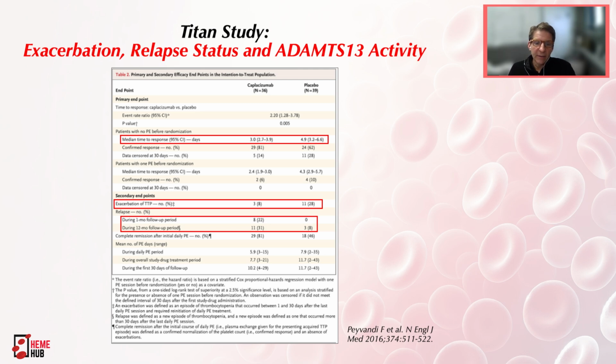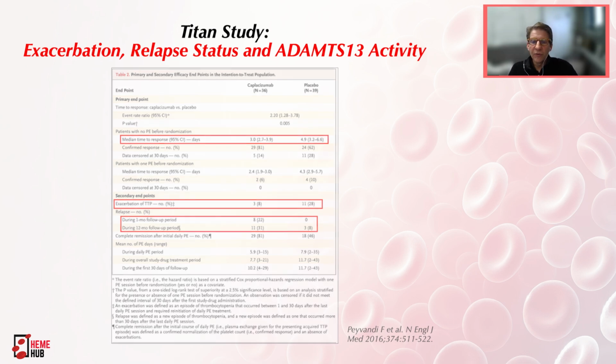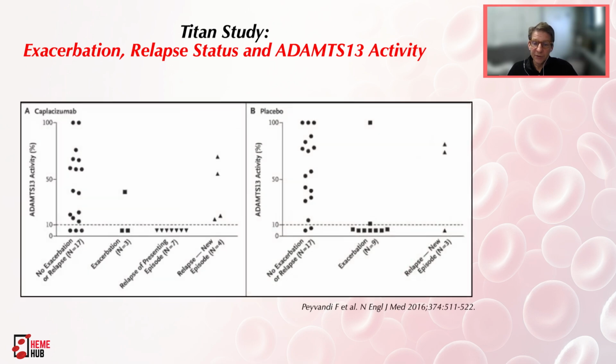And you see 8 of these recurrences, 8 of the 11 that happened in the first year, happened in the first 2 to 3 weeks after the protection of the Caplacizumab was taken away. So you really don't have an increase in true relapses. What you've got is the protection was taken away. They'd not recovered the ADAMTS13 activity. And now they were at risk as they were before for exacerbations.